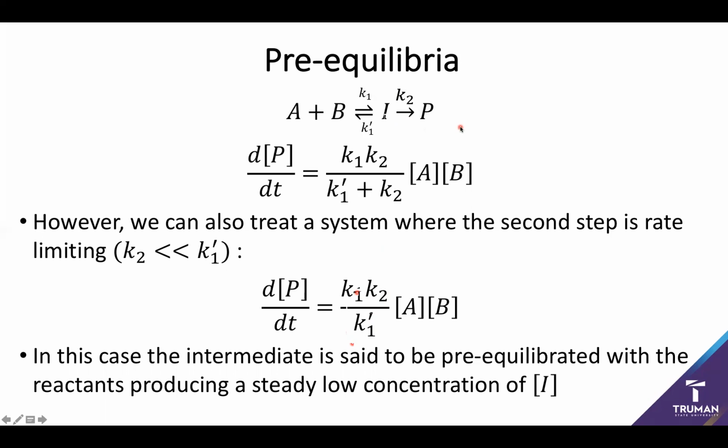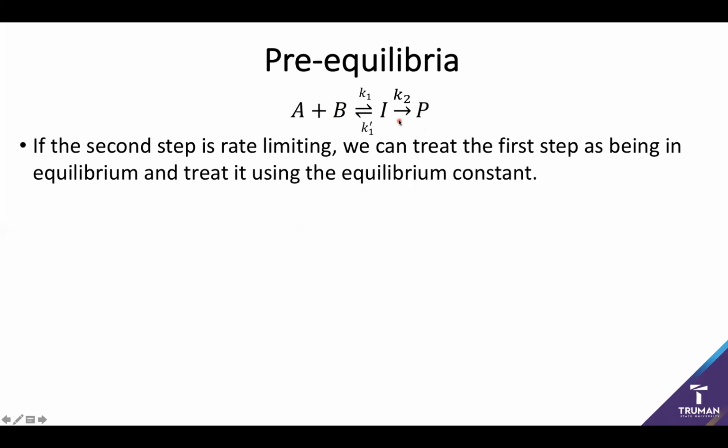Now, one of the other things we can do is say, well, let's see how this compares to another scenario, which is if the second step is rate limiting, well, isn't that kind of like talking about this first step being in equilibrium? So in this case, I can try and treat this first system using the equilibrium constant, which we showed previously to be the same as the ratio of the forward over the reverse rate constants. So again, this is just the equilibrium constant for this first step of the reaction, which again, we know is going to be of the form of products, in this case, the intermediate, over reactants.